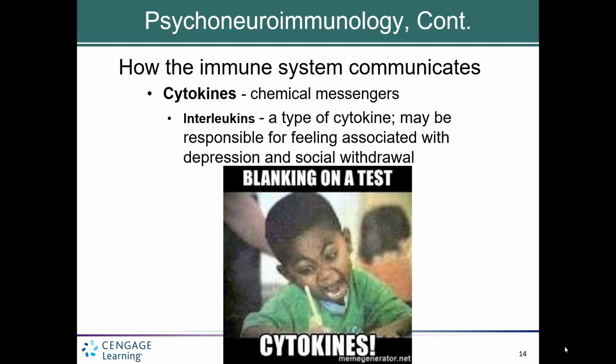In 1975, Robert Adler and Nicholas Cohen demonstrated that the nervous system, the immune system, and behavior could interact, a discovery that created the field of psychoneuroimmunology. One way that the nervous system and immune system communicate is through cytokines. These are chemical messengers secreted by cells in the immune system.